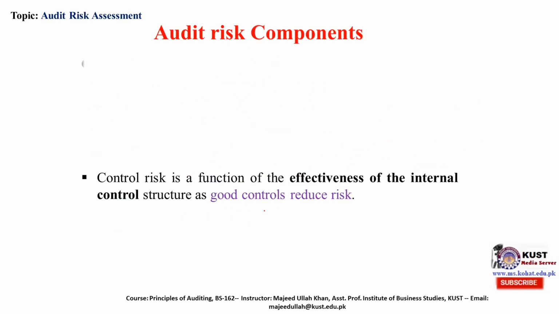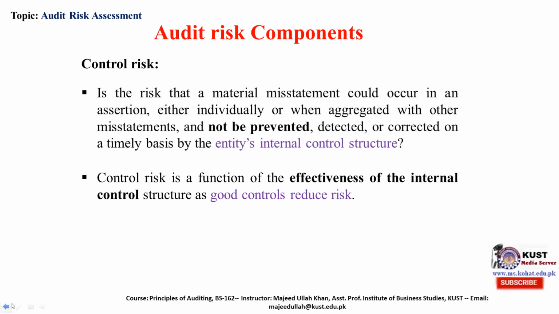Audit risk component: control risk. What is control risk? It is the risk that a material misstatement could occur at the assertion level, meaning at the transaction level, at the account balance level, and at the disclosure level. It is material individually, or it may not be material individually, but when we combine it, it becomes material. We will discuss the materiality principle just after this lecture.